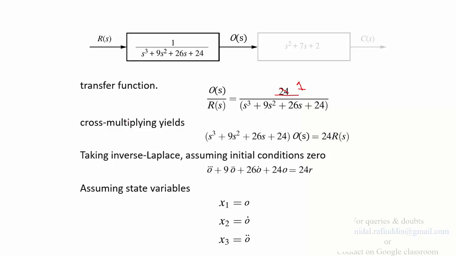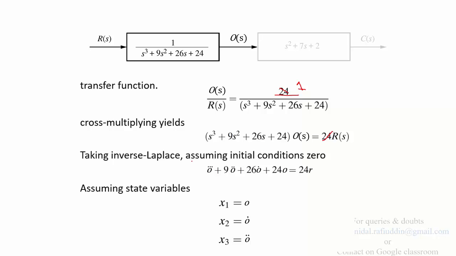And if you apply the same method that we did in the previous example, we have to first cross multiply the functions. So what we get is s cube plus 9s square plus 26s plus 24 multiplied by O, which is equal to 1 multiplied by R. Now if we take the Laplace inverse of this function, and of course we are going to assume initial conditions to be 0 because we are dealing with a transfer function and initial conditions in a transfer function are taken as 0.